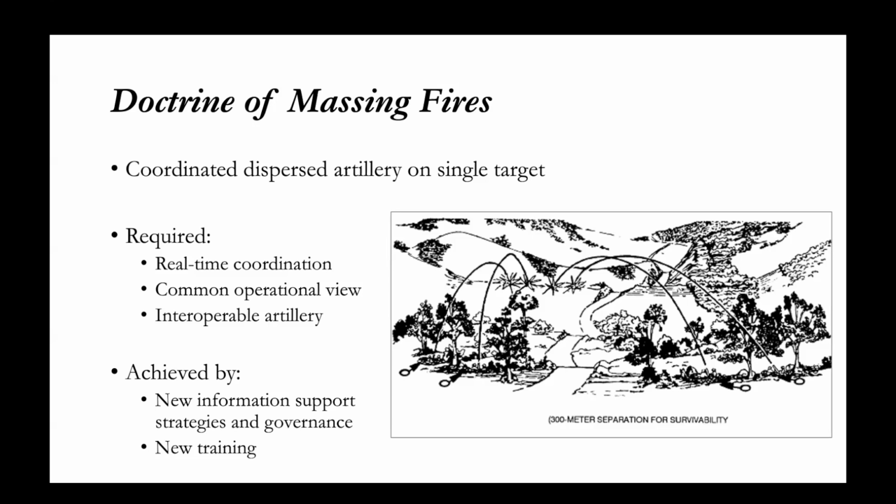Coordinated dispersal of artillery on a single target. The doctrine of massing fires is in this document. Like, this is how you do it. He gives a step-by-step procedure, a workflow, a walkthrough. It requires real-time coordination, a common operational view of what's going on, and interoperable artillery. And it's achieved by new information supporting strategies and governance around troops, as well as new training for troops. You've got to know how to do it. You have to have the right information to pull it off.